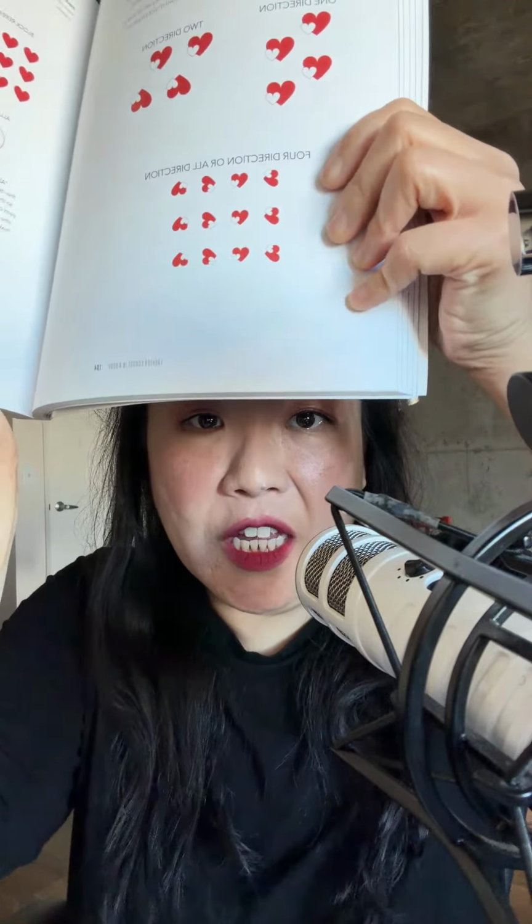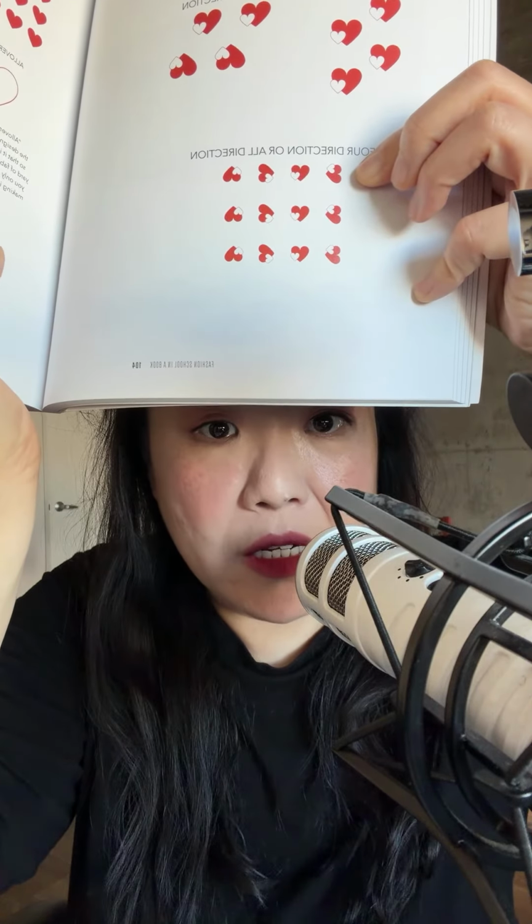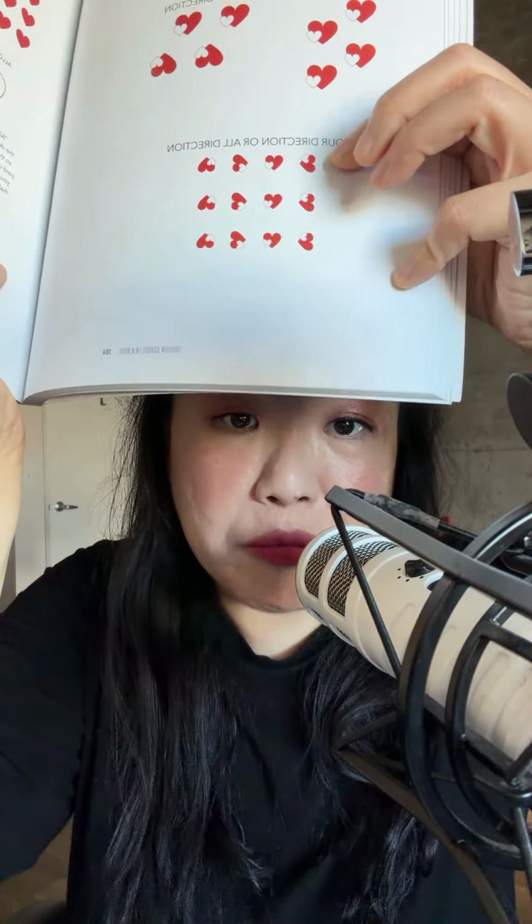The last one is four direction or all direction, where I have hearts going up and down, left and right. And so it doesn't matter. They're going all over the place. And it looks like a more all over pattern. You see this in a lot of more inexpensive prints. It is the cheapest way to do prints. That doesn't necessarily mean the print is bad. It gives a more overall flow. You're not paying attention to the direction.